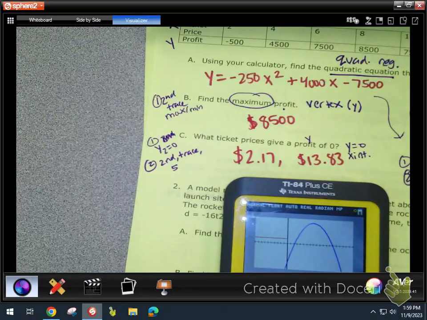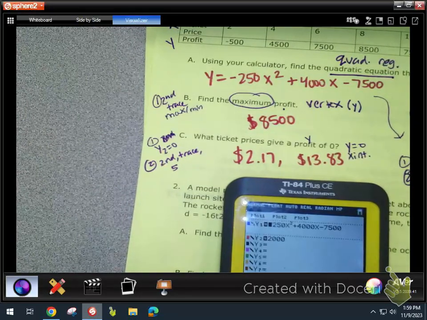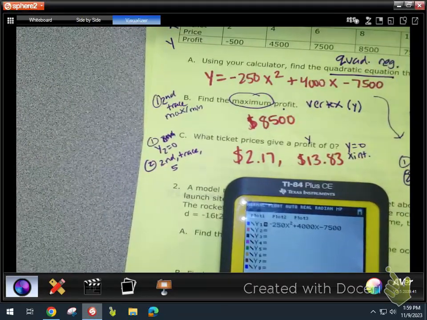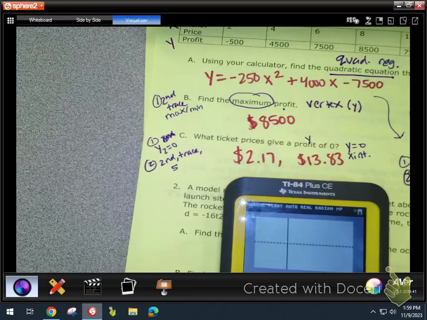So again, it's just less stuff for you to memorize. If you remember, hey, I just got to put that equation in. If you do not have the second equation in there, okay? Do I have a second equation in there right now? No. Look at what will happen if I try to go calculate an intersection point.